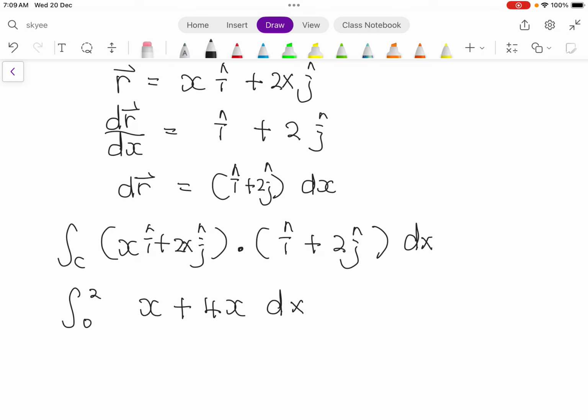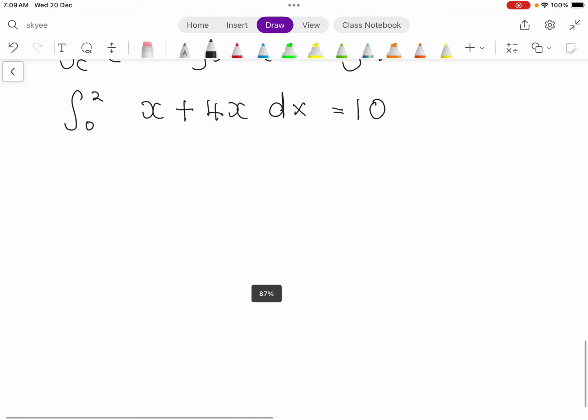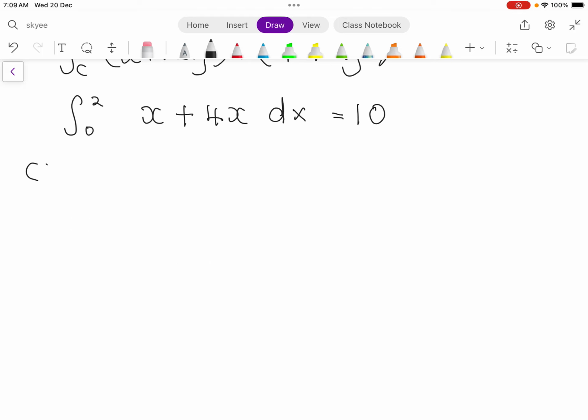So this one will be the same as what is in your module. They convert it into t, but you convert it into x. So you get your work done is equal to 10. This is your work done. And for the second part, the second part is a curve y equals x squared, so it is a quadratic curve. That quadratic curve will be joining this 0, 0 and this 2, 4.